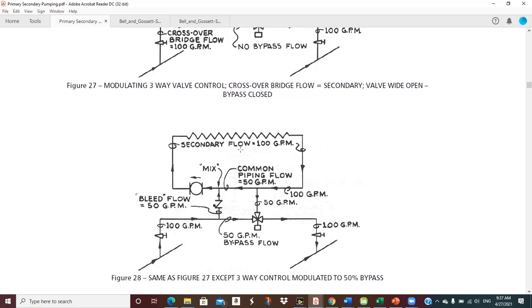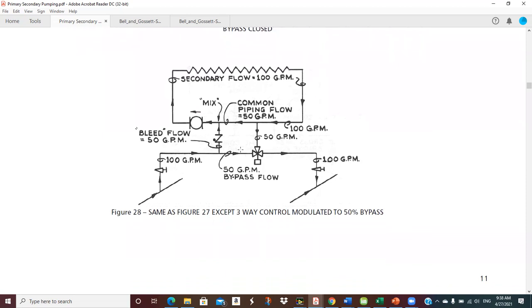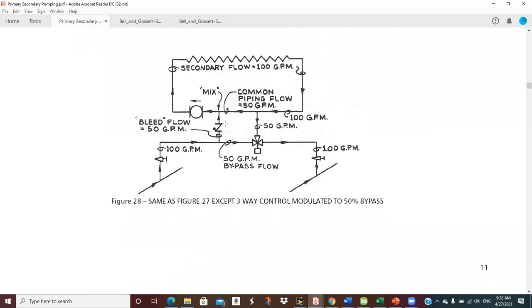Then we can go to same situation. We can take the valve to a 50% position. So I've still got 100 GPM in my crossover. I'm allowing 50 of it to bleed through the valve and go straight to the return. The other 50 is being pulled up into the secondary. So this is 100. So if I got 50 coming up here, I got to have 50 in the common pipe return. So again, I get a 50-50 mix.